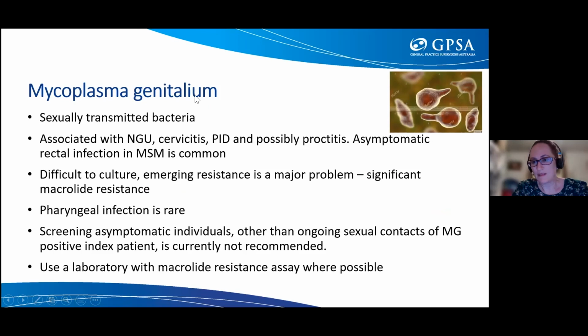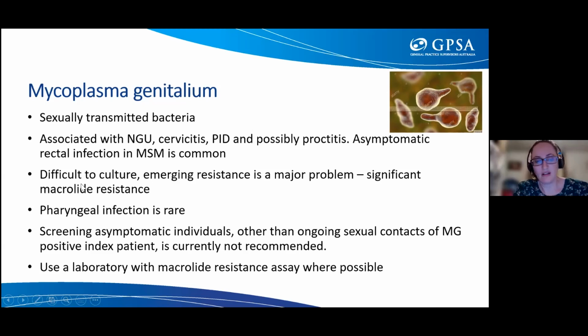So a bit on Mycoplasma. It's a sexually transmitted bacteria. It's one of the smallest bacteria and it lacks a cell wall, so it's very difficult to culture, which is why we're very reliant on PCR testing for it. It's associated with syndromes such as urethritis, cervicitis, PID, possibly proctitis. Asymptomatic rectal infection, however, is very common among men who have sex with men. Very difficult to culture, and we are having big problems with emerging resistance.